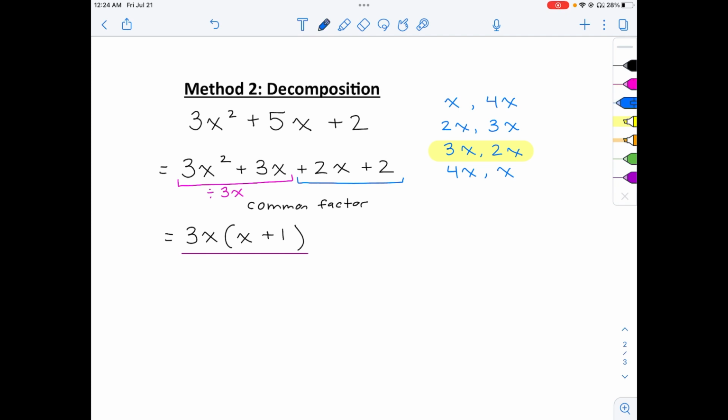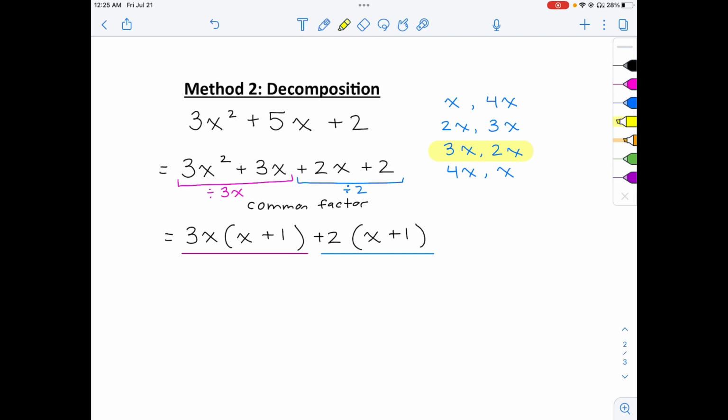Then I'm going to do something similar with the second pair, the one underlined in blue. I want to find something common between 2x and 2, which is just 2. You can't divide by x because there is no x in the second term, so you're just dividing by a number. The sign you write in the middle is going to be the same as this sign here, right? So I had a plus here, so I'm going to write this as plus 2. 2x divided by 2 is just x. 2 divided by 2 is 1. Okay, so that is my common factored pair for the second one.